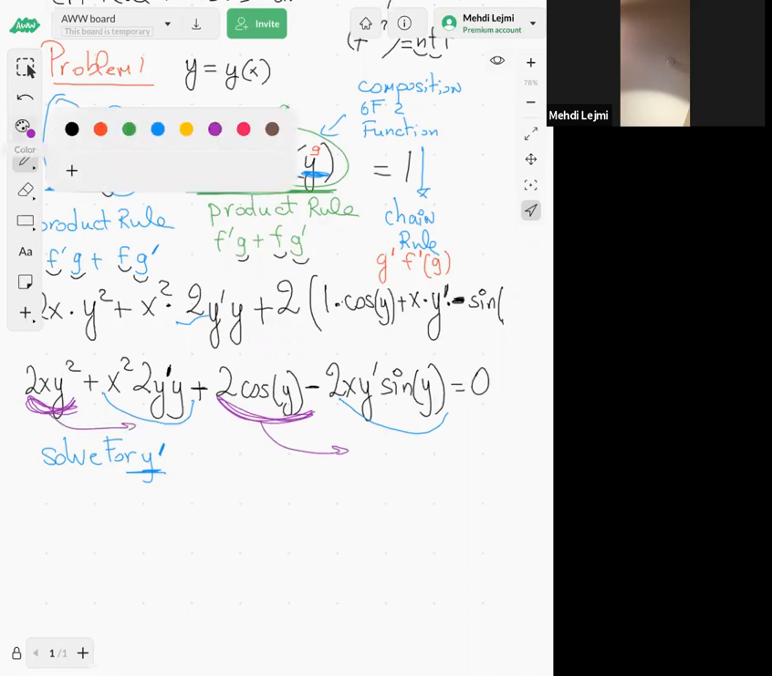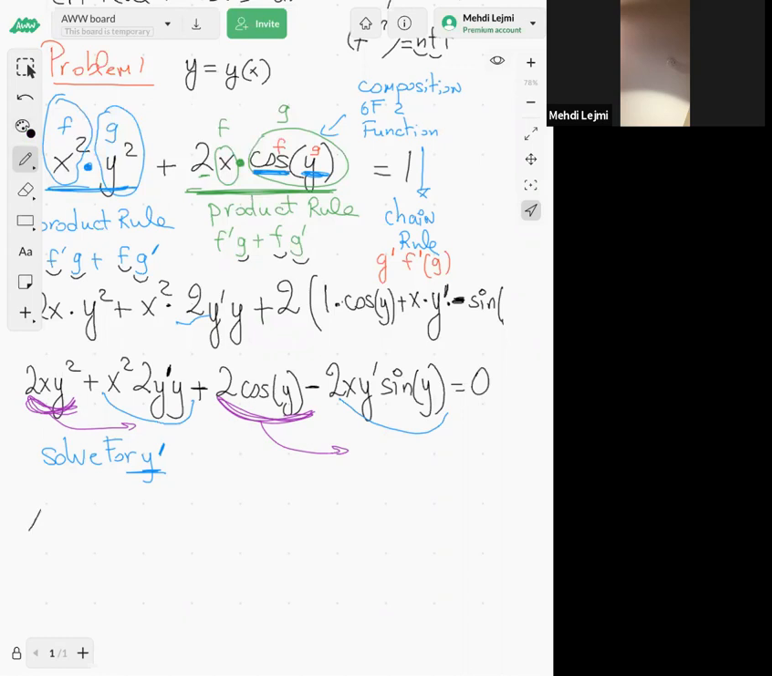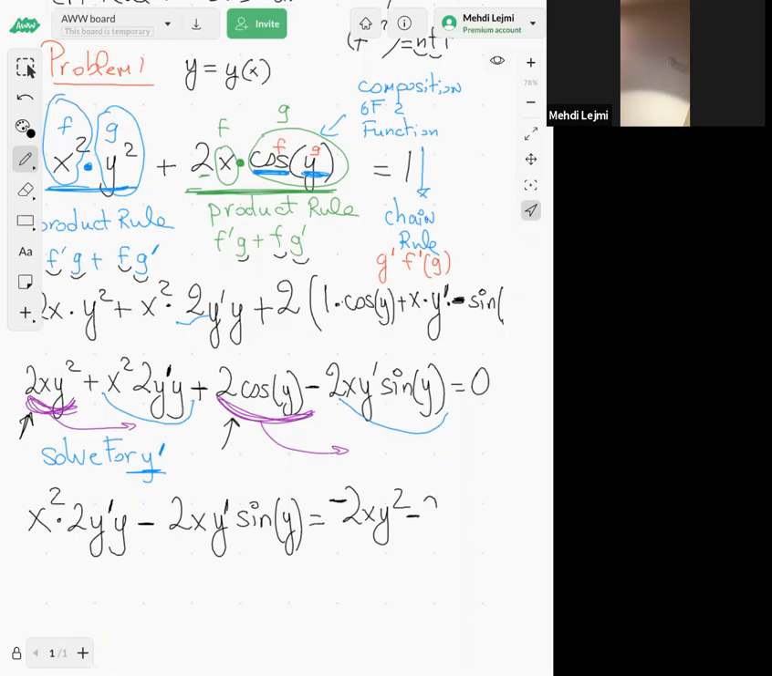So we have x squared times 2 y prime y, and then minus 2x y prime sine of y. Now, if you move this 2xy squared to the other side, that'll be minus 2xy squared. And if you move this 2 cosine of y to the other side, that will be minus 2 cosine of y, right?